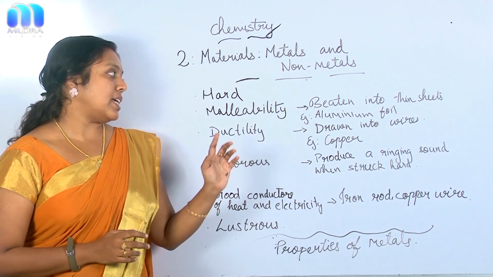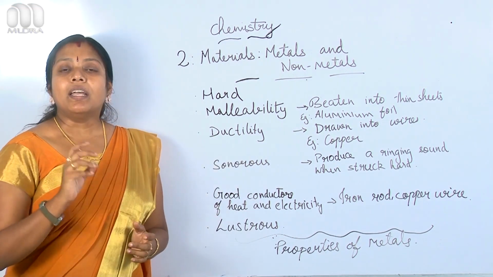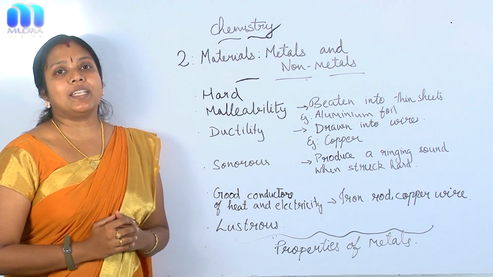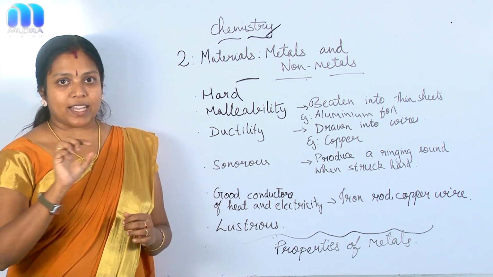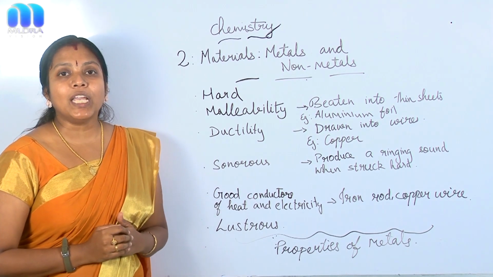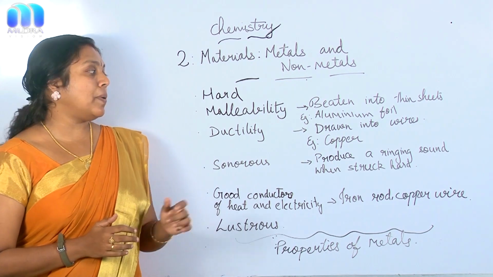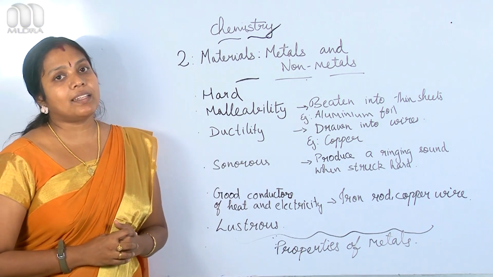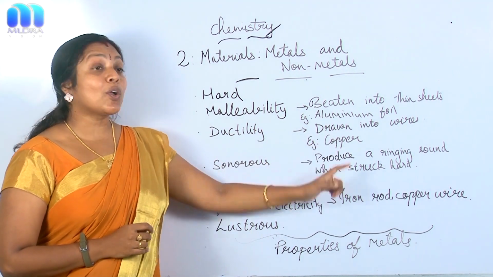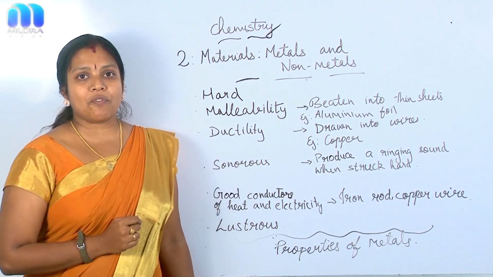Third property of metal, it is ductility. It is the property of metal that can be drawn into wires. The property of metal that can be drawn into wires, we call ductility, and that metal we call ductile. Example, copper wire, aluminum wire.